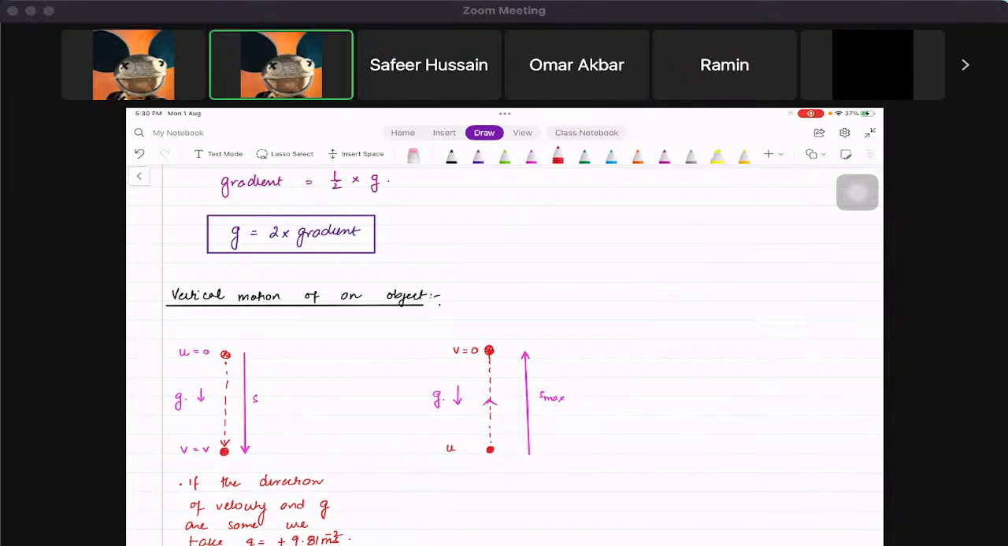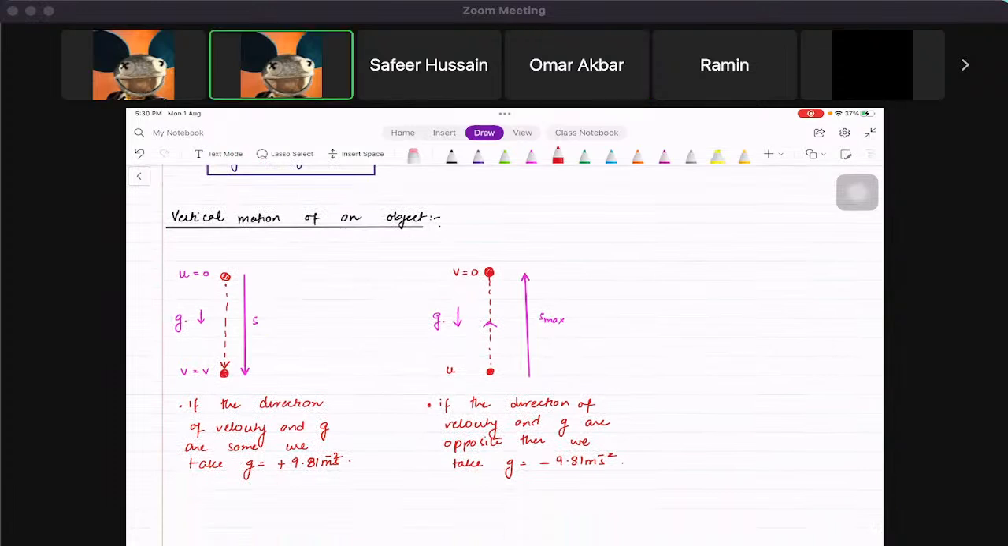So you need to understand that if the direction of velocity and g are opposite, which is only possible when it's going up, then we take g to be minus 9.81, because this is a vector quantity, right? So that's why we need to put a sign showing that it is in the opposite direction. Is it clear? Yes, sir.